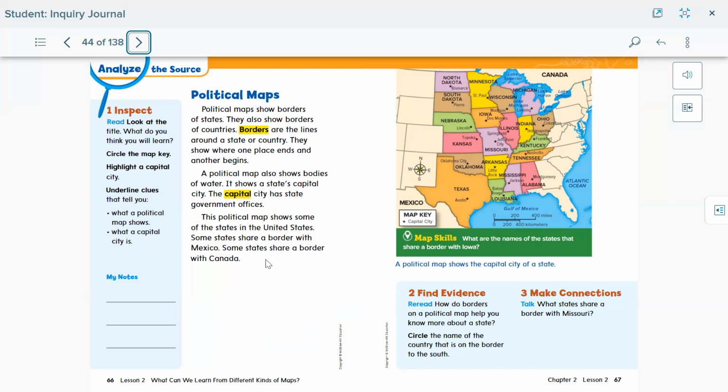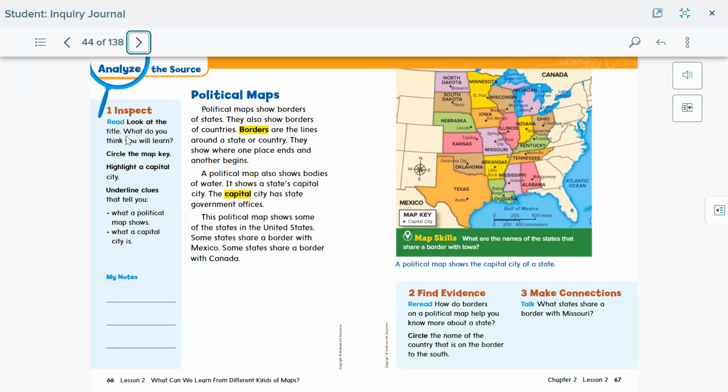Some states share a border with Mexico. Some states share a border with Canada. As we look at this part of the map of the United States, I can see the lines. That shows me where one state ends and another state begins. It shows water too, so I know what kind of ocean and where. It also shows borders of other places, like different countries, Canada up there in the north, and Mexico. The map also shows the capital, where the government offices are.